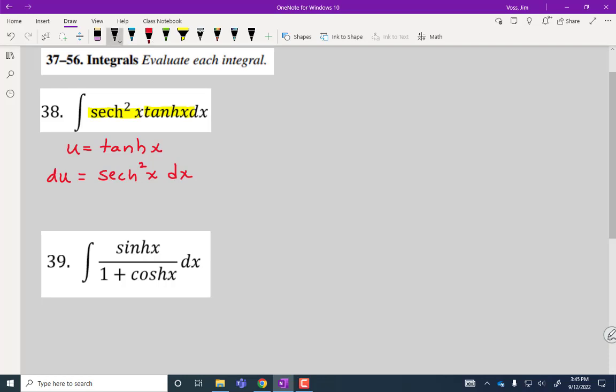Right? This is just going to convert over to u times du. U is the tanh. And then sech squared dx, that's going to turn into the du. So we get u squared over 2. And that will give us 1/2 when we back substitute, replace the u with tanh. We're going to get 1/2 tanh squared.